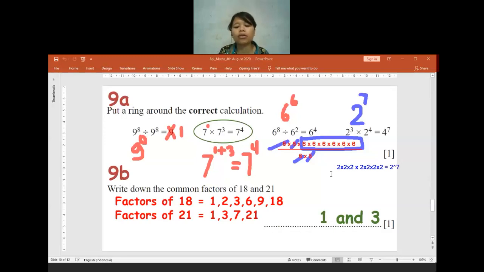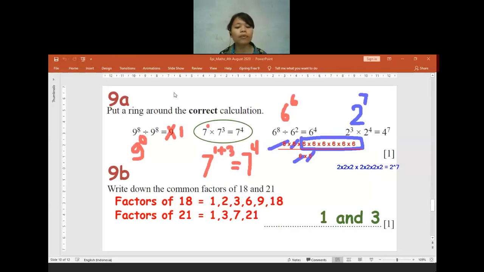Is there anyone who gets confused at question 9a before I move to the question 9b? Is there anyone who gets confused? No, teacher. No, for sure. Okay, if you have no confusion, I will move to the 9b.